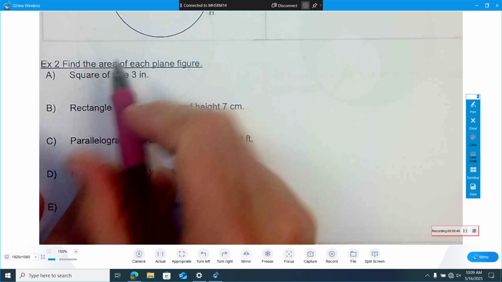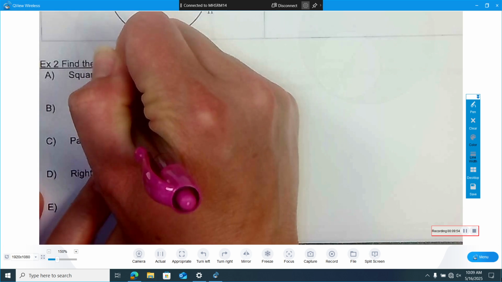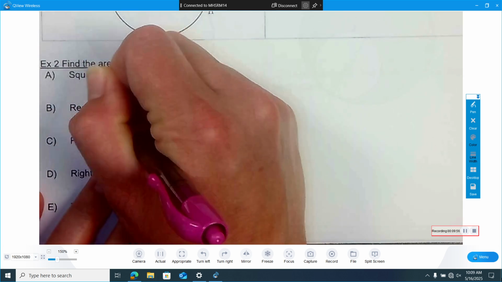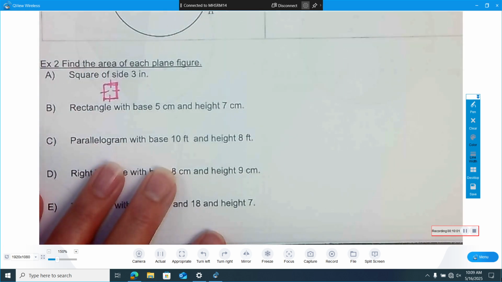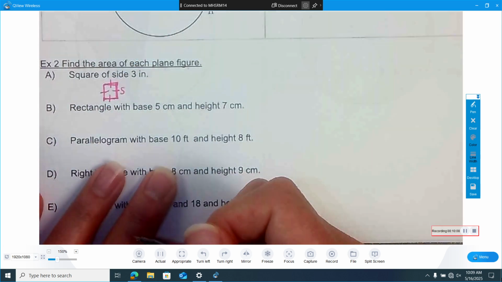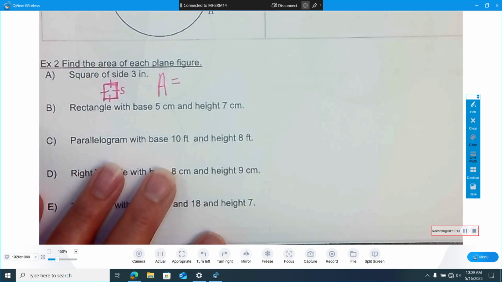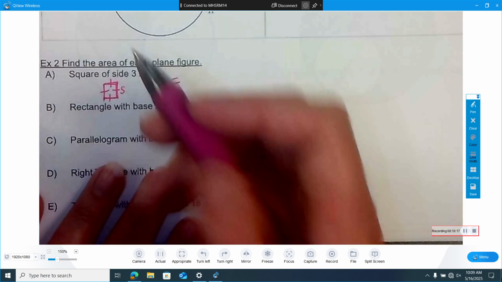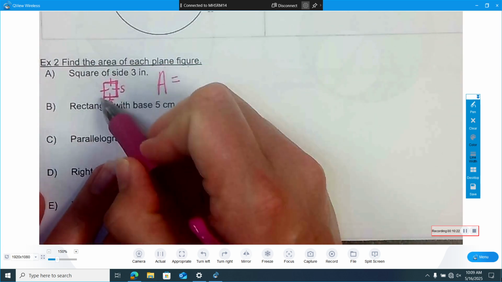And so in this, letter A, we have a square. What do you know about a square? All sides are the same. Okay? And so I'm going to just call it S for side. What is the area for a square? What's the formula for the area? Pi r squared? No. It's S squared, yeah.